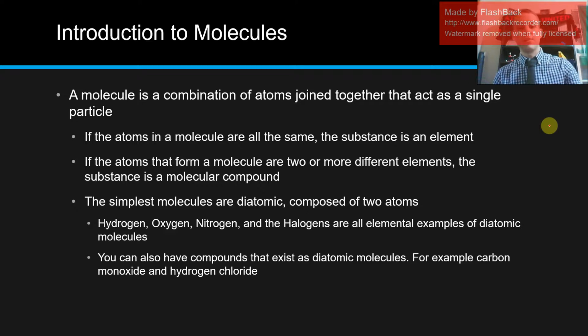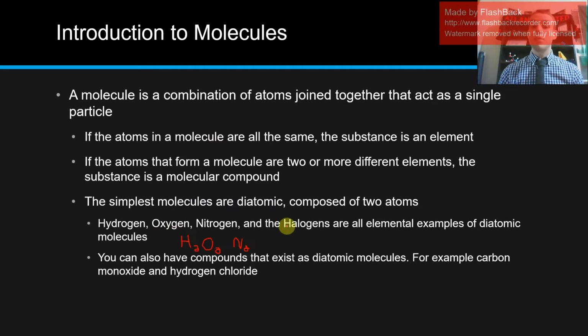And so for an example of that, we can consider water, right? We have two hydrogen atoms and one oxygen atom. So two types of atoms are in this one molecule. And so this will be referred to as a molecular compound. Now, the simplest molecules are diatomic. That means they're composed of two atoms. Some examples of this are hydrogen, oxygen, and nitrogen.